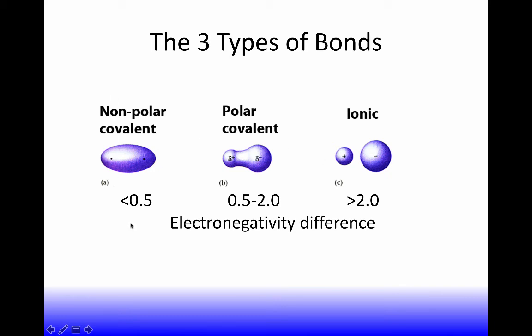So nonpolar covalent differences are less than 0.5. Polar covalent 0.5 to 2, ionic greater than 2. So that's what you're looking for.